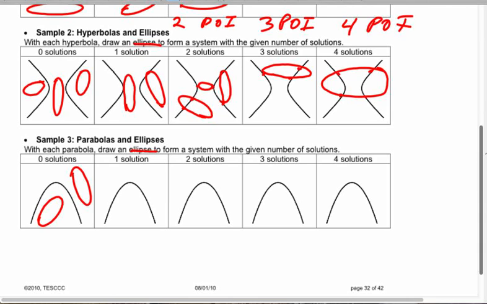One solution means they're going to touch at only one point. Or I could have it touch somewhere outside, like that. Two solutions means it's going to intersect at 2 points. So I can have something which looks like this. You can also have a parabola like that, as long as it only touches at 2 points. Three solutions. It's going to have to touch at a point and then 2 others. So there's a possibility. Another possibility would be 2 here, 1 here.